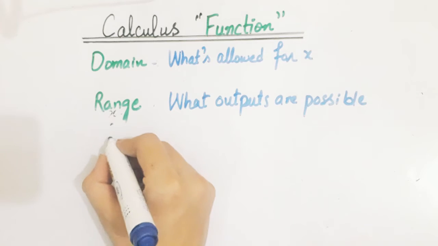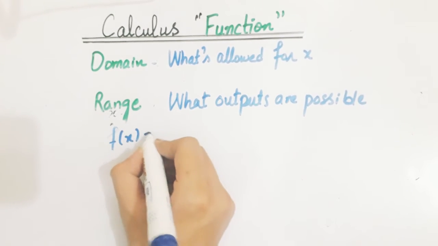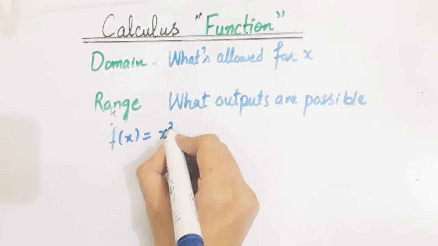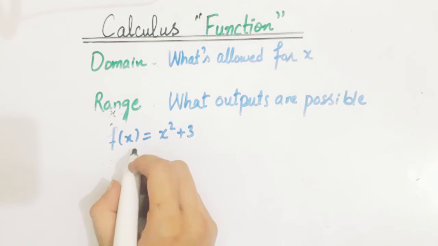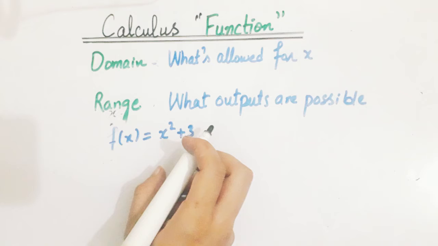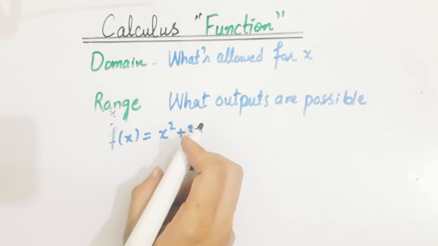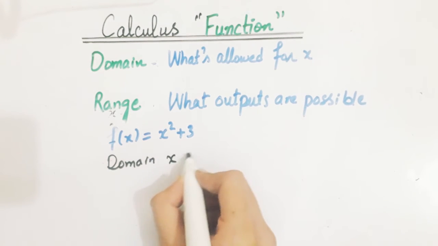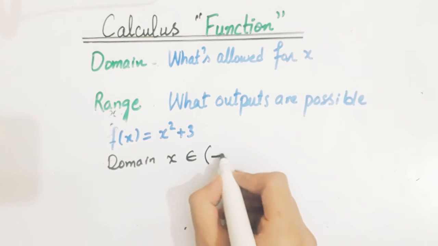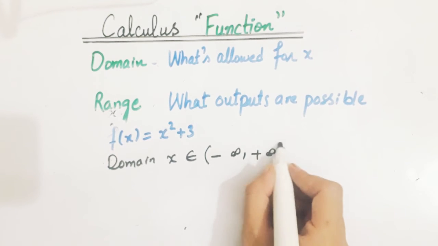Let us consider a function f of x equals x square plus 3. So you have to find the domain. The function is defined for all real numbers, because there is no square root, no denominator, so we can plug in any value of x. So it means the domain of x belongs to all real numbers, like minus infinity to plus infinity.